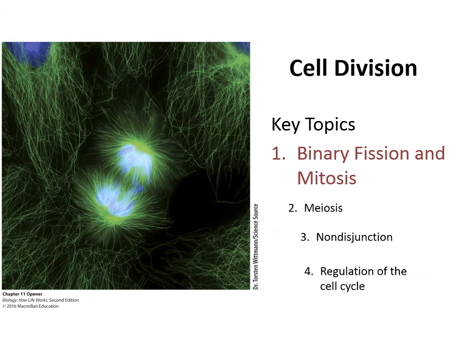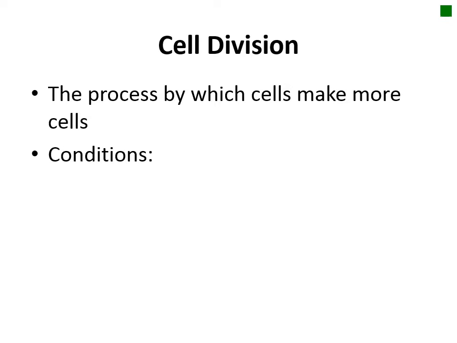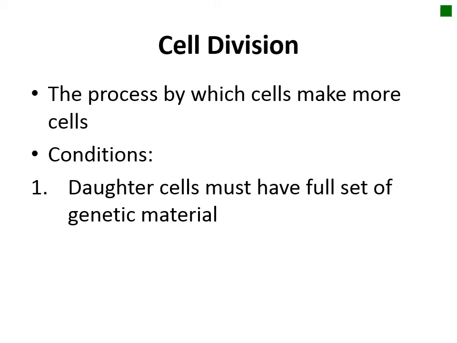Now let's start with a discussion of mitosis. Cell division is the process by which cells make more cells. The process of cell division must satisfy several important requirements. The first is that the daughter cells must receive the full set of genetic material present in the single parent cell. This is accomplished by DNA replication, which will be discussed in Chapter 12.